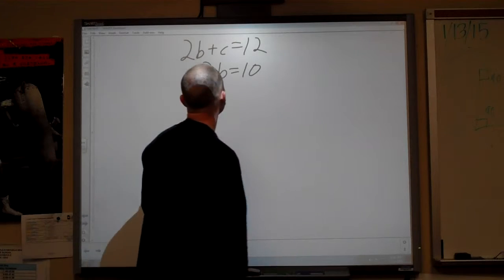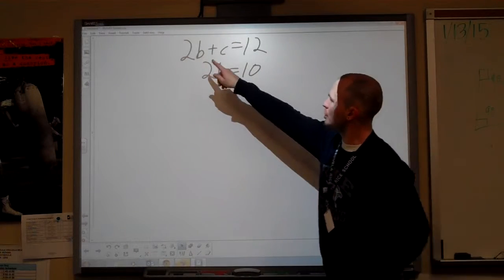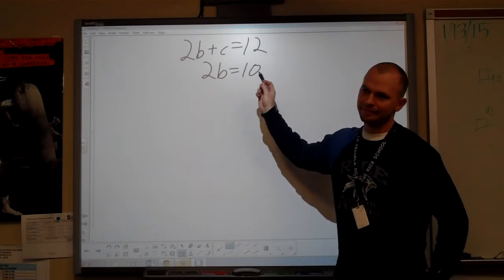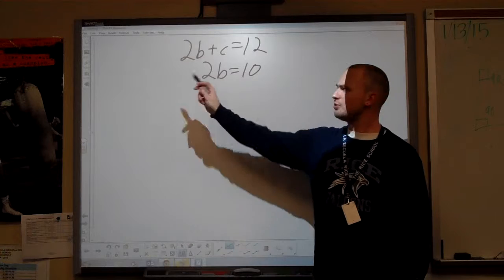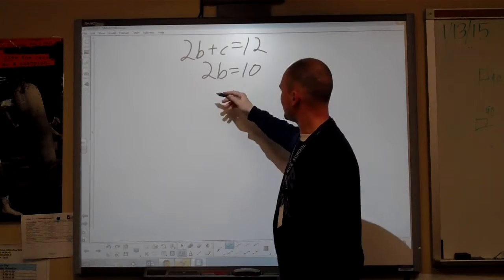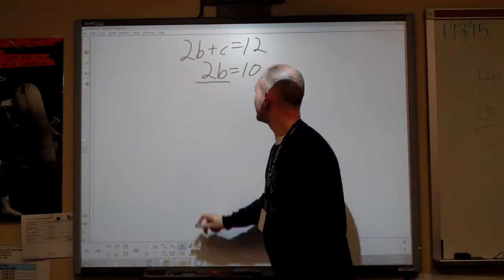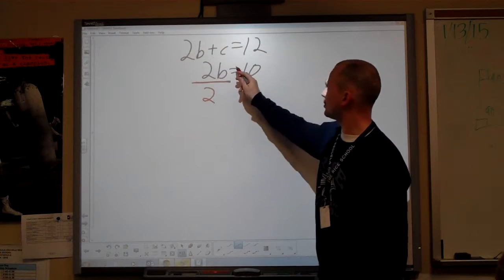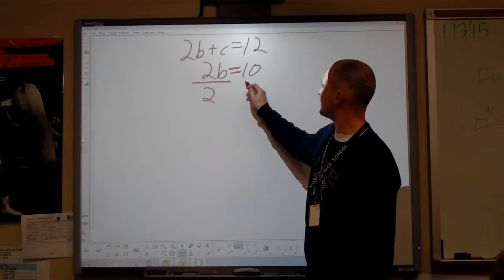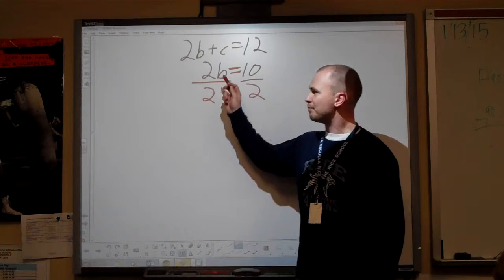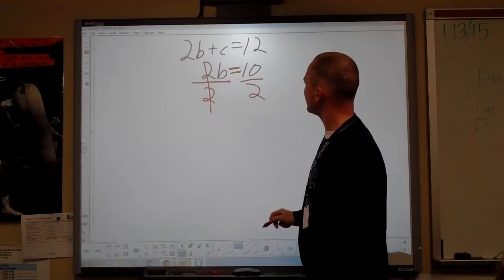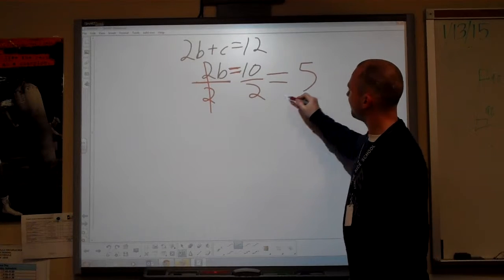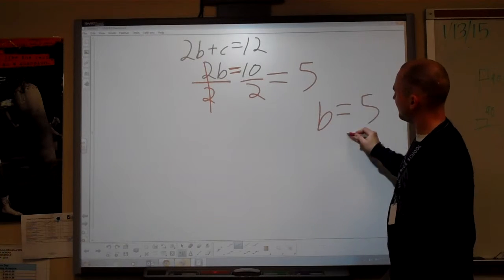Great. Number 5. 2b equals 10. 2b plus c equals 12. So, I'm going to start with 2b equals 10. Figure out what b equals. 2 times what equals 10? Well, in order to get rid of this times 2, I'm going to divide by 2. If I divide this side by 2, in order to keep this thing equal, I've also got to divide this side by 2. So b times 2 divided by 2, they cancel out. So I've got b equals 10 divided by 2, b equals 5.